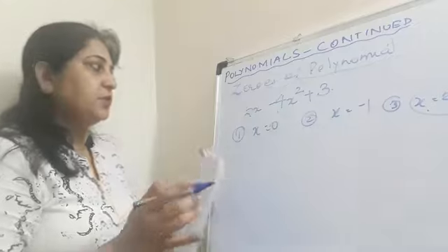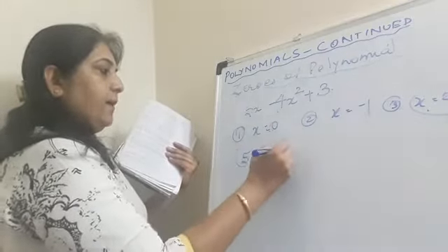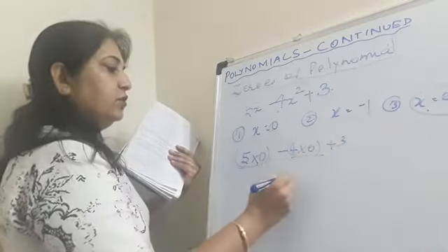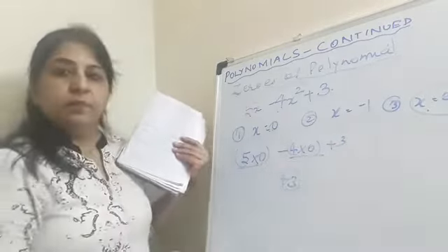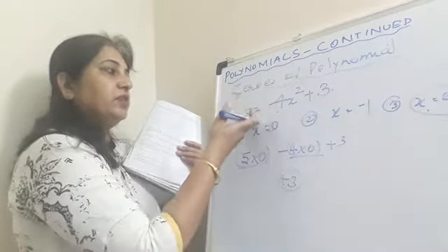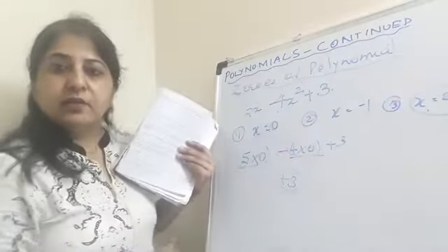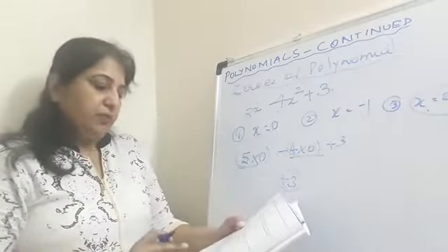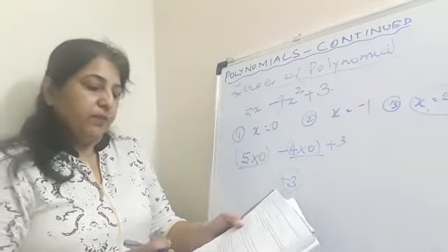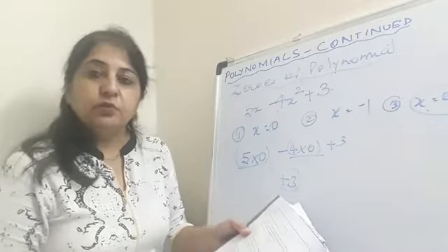And do you know how to substitute? 5 into 0, suppose I take this one, minus 4 into 0 and plus 3. When you solve this you get the answer as plus 3. So this is the substitution method, and whichever polynomial is given to you, you will substitute these values and find 3 different answers. Similarly, in question number 2, they are asking you to find the value of the given polynomial for 0 and 1 and 2. When you go through this exercise, you will come to know what you have to do.